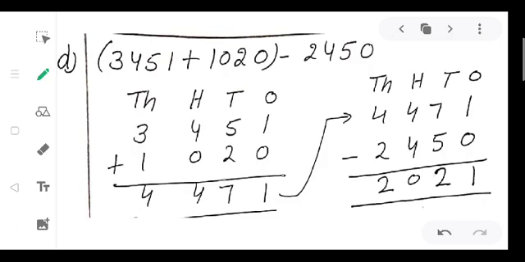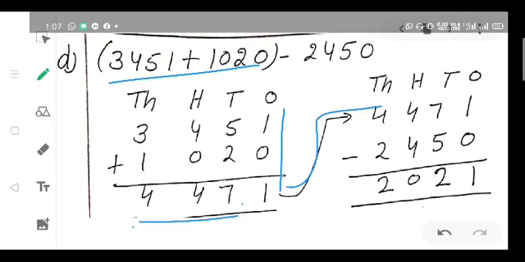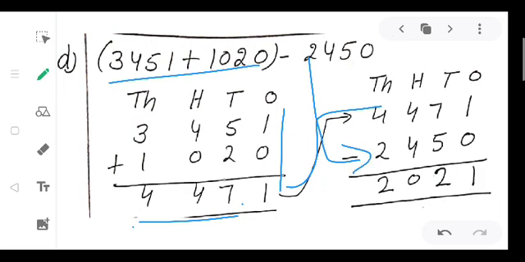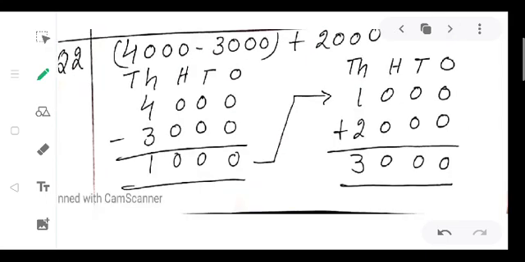Next, D and E parts are the same. Firstly add these two, then write this sum at the top and now subtract this. You can get this answer. Okay. Last question, E part is also the same.